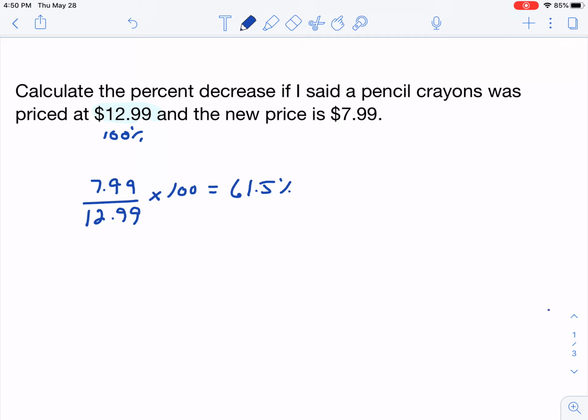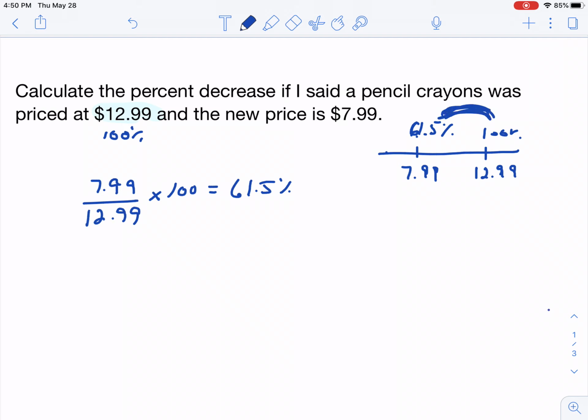61.5%. Now again, that is where I'm at. That's where $7.99 is sitting on my number line. $12.99 started here, and that represented my 100%. Well, now $7.99 is somewhere below that, and that's the percent I just figured out, the 61.5%. And now the question is, what is the difference between these two? In other words, how far did I have to move?